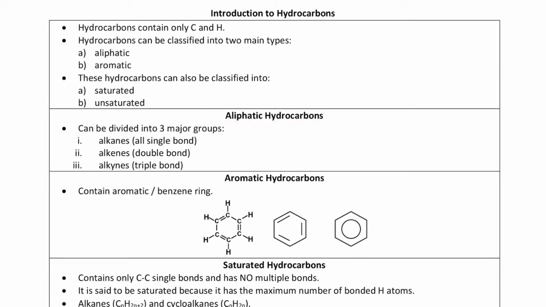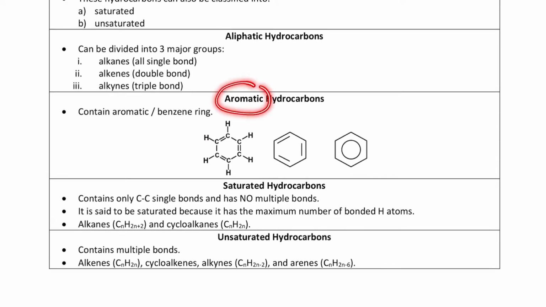Aliphatic hydrocarbon can be divided into three major groups: alkane, alkene and alkyne. Alkane is all single bond, alkene double bond, alkyne triple bond. So what is aromatic? Aromatic hydrocarbon usually contains aromatic compounds such as benzene ring. So kalau ada benzene ring, usually itu aromatic hydrocarbon lah.